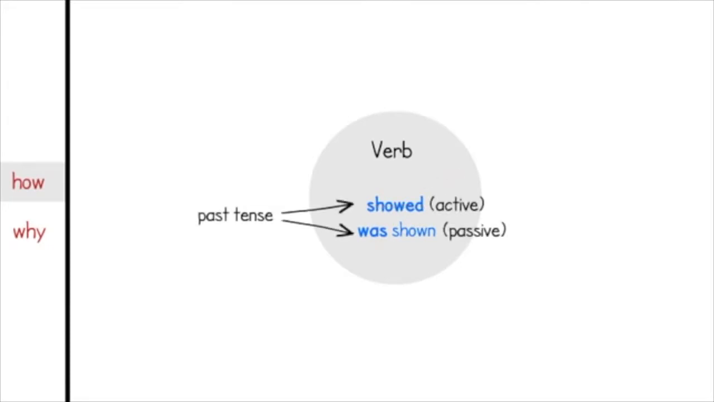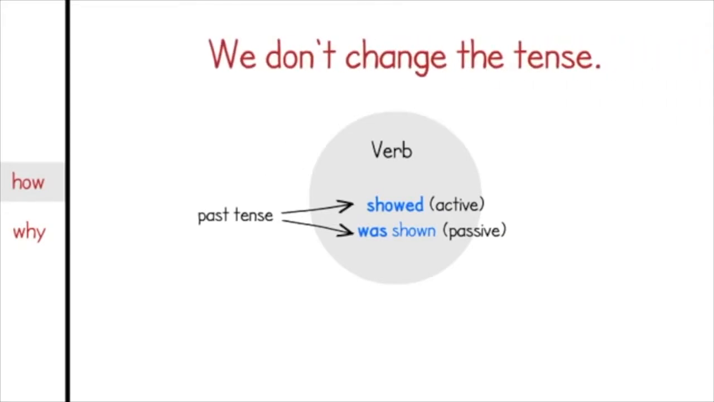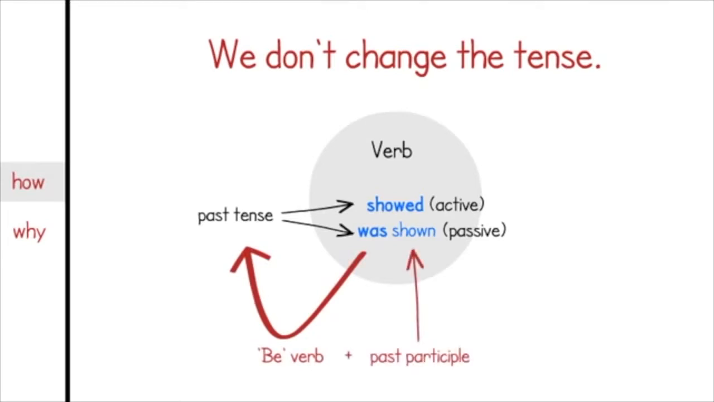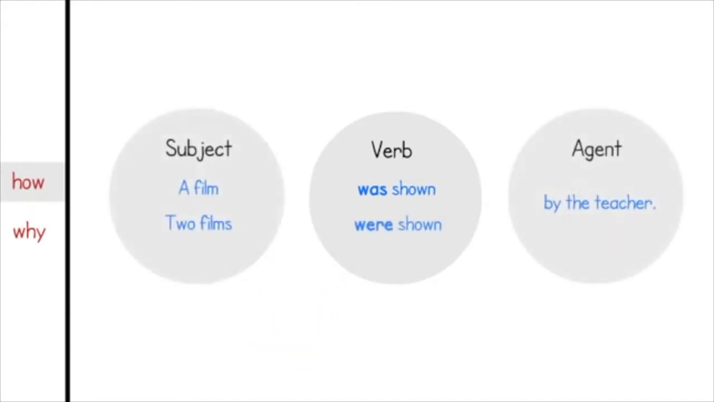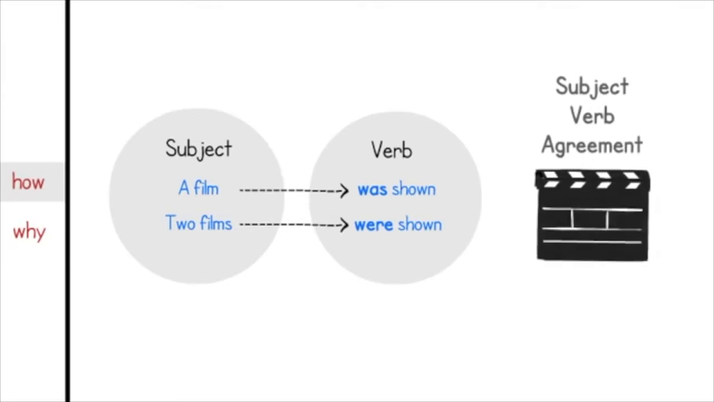Both of these are in the past tense because when forming the passive voice, we don't change the tense. We use the be verb in the same tense as the original sentence and add the past participle of the main verb. Notice also that the form of the verb be must maintain subject-verb agreement with the new subject, as in this example. A film was shown by the teacher, but 2 films were shown by the teacher. For more on this, refer to the video on subject-verb agreement.